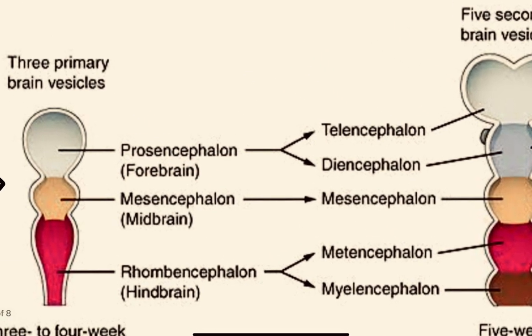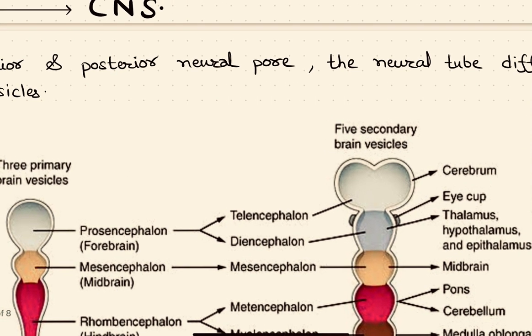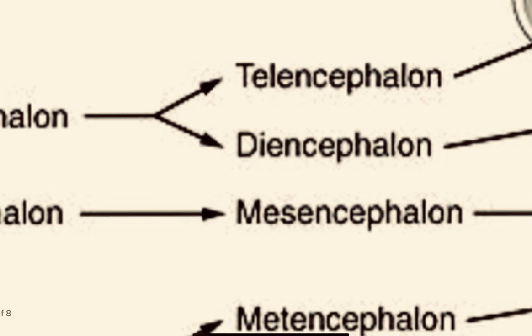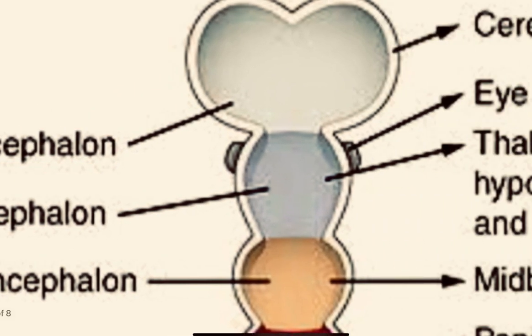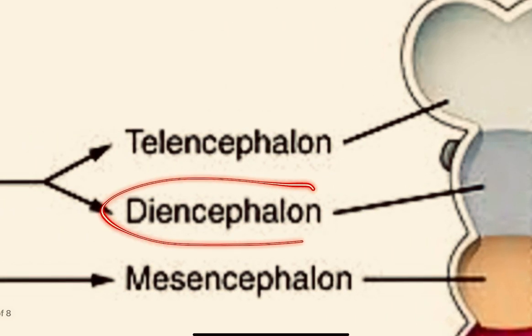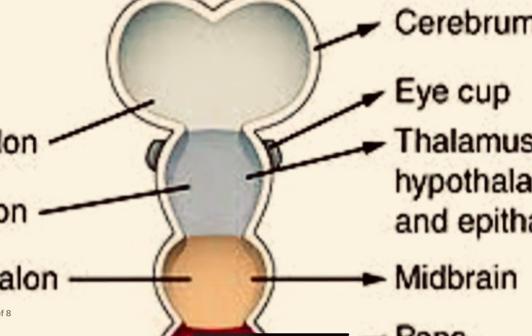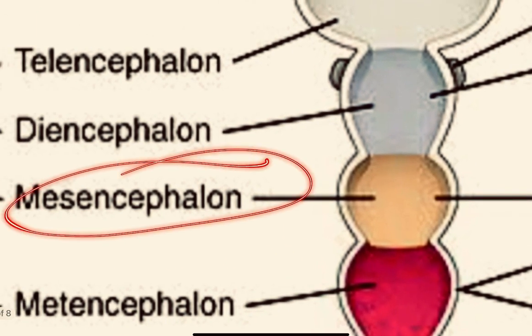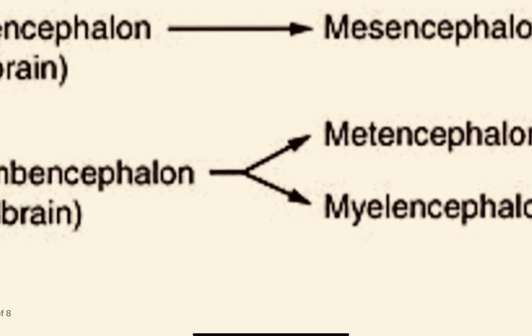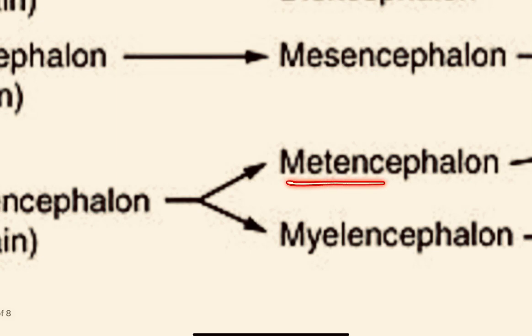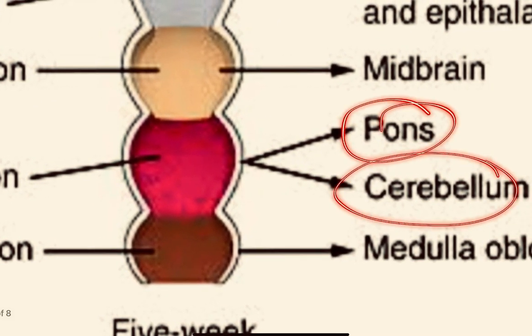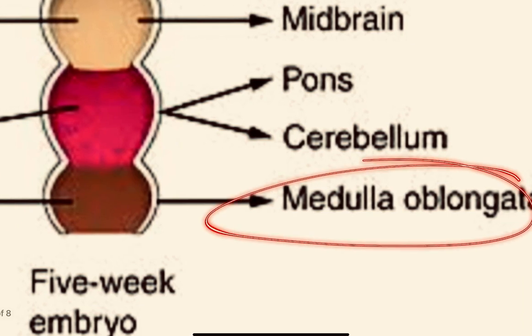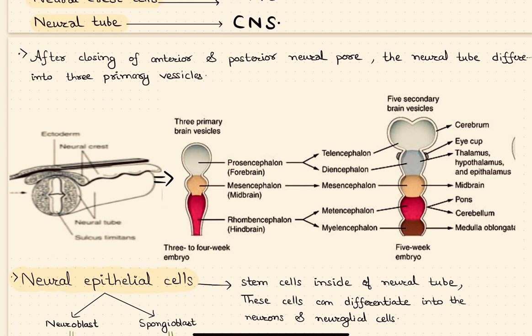Now these three primary vesicles change into five secondary brain vesicles. The prosencephalon changes into the telencephalon, which is nothing but the cerebrum, and the diencephalon, in which we find the optic cup, thalamus, hypothalamus and epithalamus. Then the mesencephalon forms the midbrain. Finally the rhombencephalon changes into the metencephalon, which constitutes the pons and cerebellum, and the myelencephalon, which forms the medulla oblongata. So this was all about the formation of the brain.